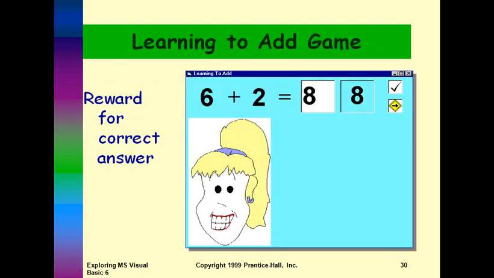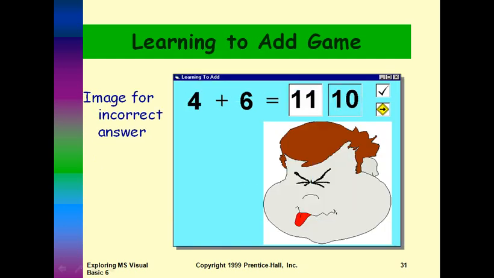Okay, this is our project, this is our game. Reward for correct answer: 2 plus 6 equals 8. Okay, and then go next each time. Okay, if my answer is wrong, this image must be displayed instead of the previous one.